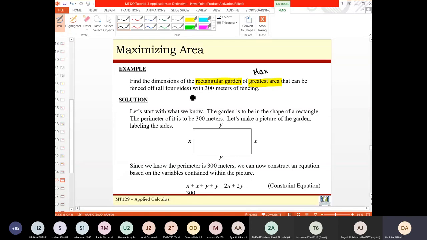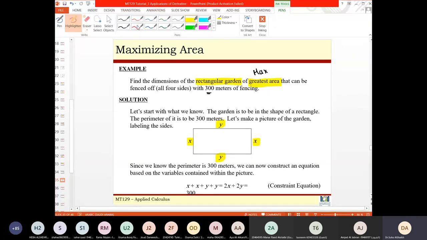That can be fenced off on all 4 sides with 300 meters of fencing. This is just what they give me. So I know since it's rectangular, it has 2 dimensions, x and y. I'm going to name this x, I'm going to name this y. Up to you. If you want to switch, it's fine. If you want the y here and the x here, it's okay. So I have x and I have y, I have 2 dimensions.